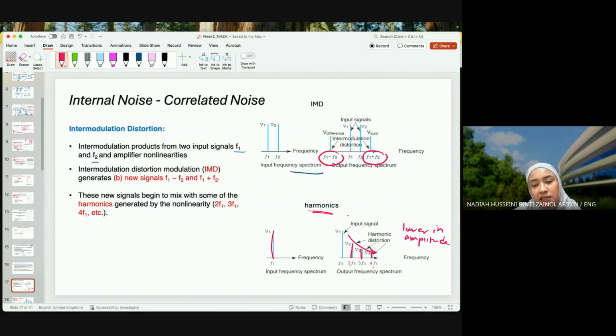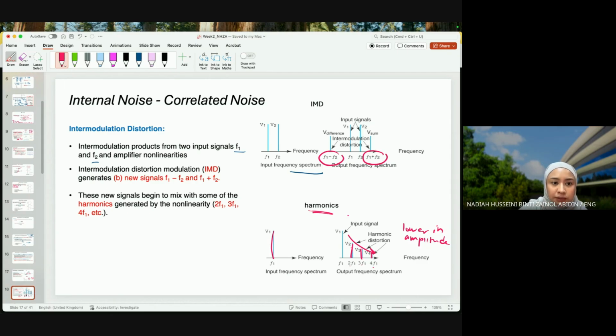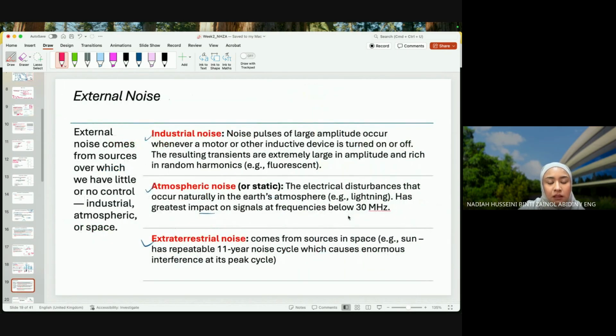All of these are contributed by the components inside a circuit. And then we have correlated noise that we can actually predict, and sometimes we can filter it out. Correlated noise is harmonic distortion as well as intermodulation distortion. You need to know what harmonic is and what intermodulation distortion is. Then we have external noise from machines, from the earth, from space.